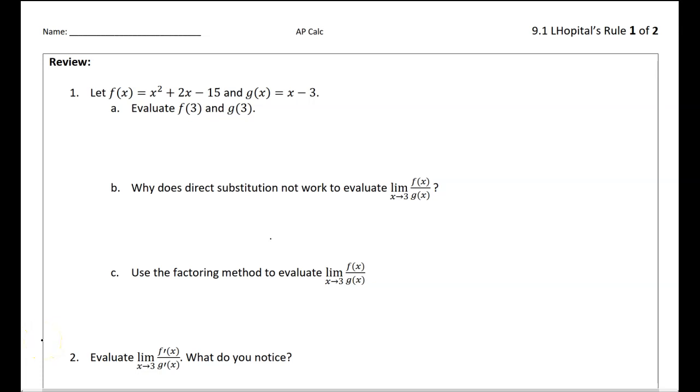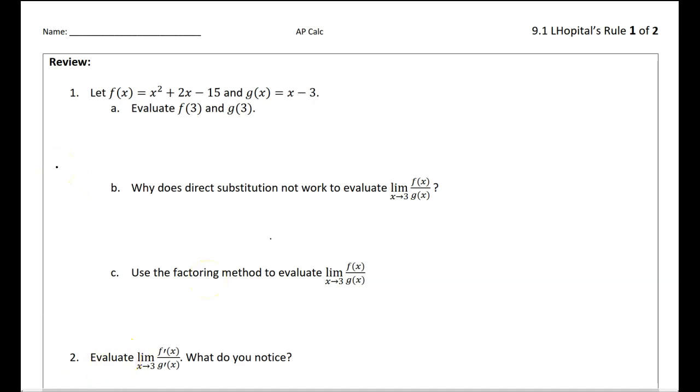So in this lesson, we're going to introduce what is really just a trick for evaluating limits. It is called L'Hopital's rule, not to be confused with the hospital rule. And we're going to build towards this idea so you kind of understand where it comes from.